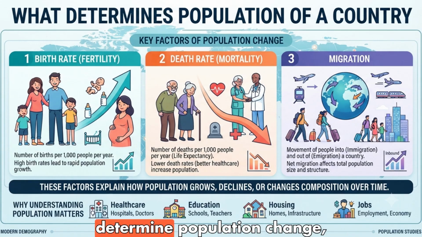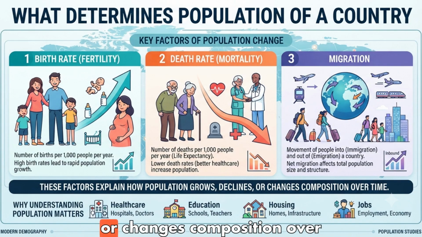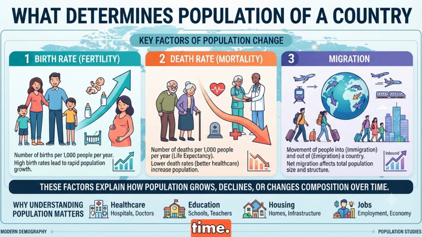Three main factors determine population change: birth rate, mortality rate, and migration. These explain how population grows, declines, or changes composition over time. Understanding them helps governments plan for education, jobs, housing, and healthcare needs.